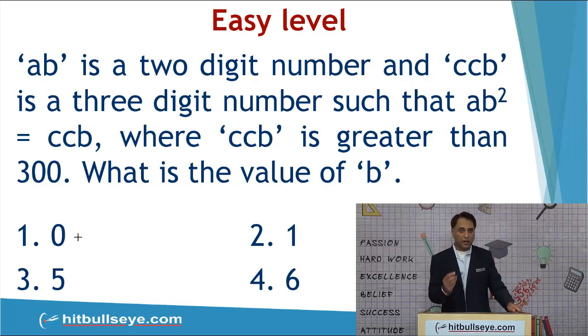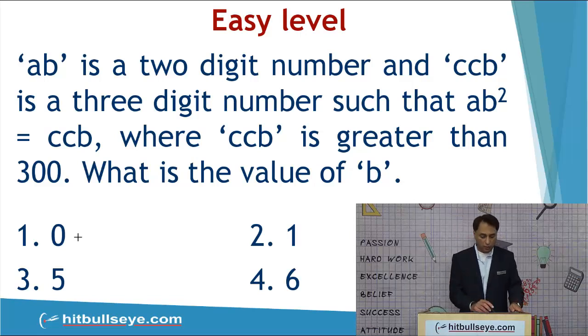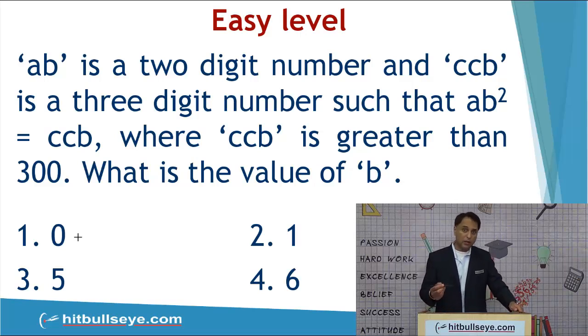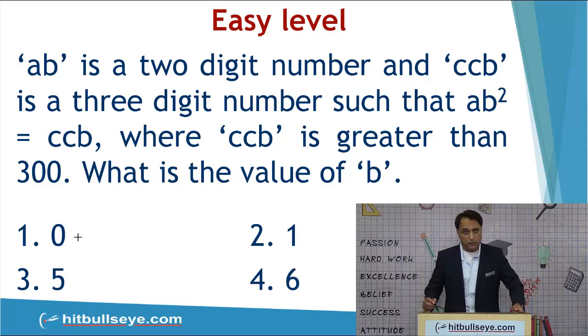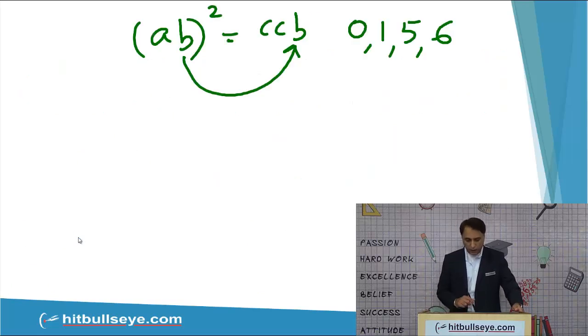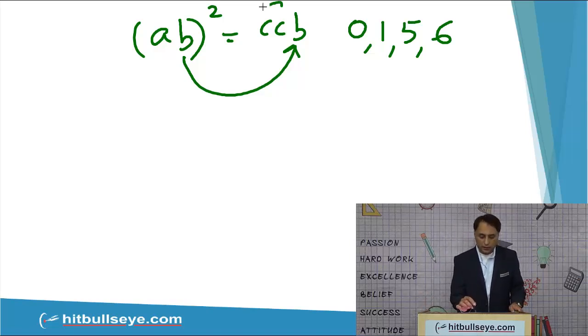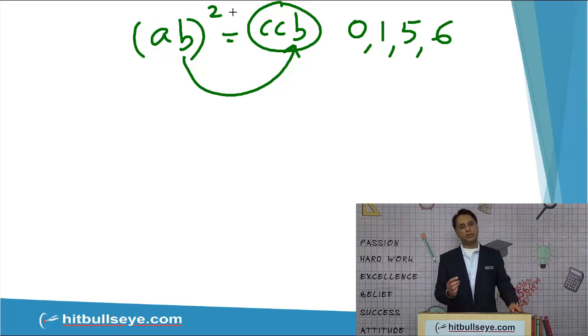Had the options been such that only one of these four was in the options and the other three options would have been three other values, then the answer would have been easy to arrive at and we were not required to graduate to the next step. However, in this scenario, step number 2 is required. So step number 2 is that CCB is a 3-digit number which is more than 300.